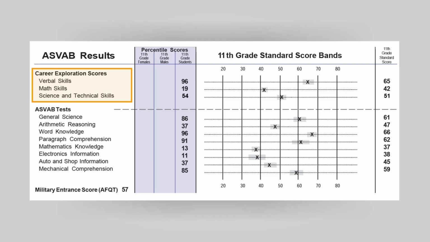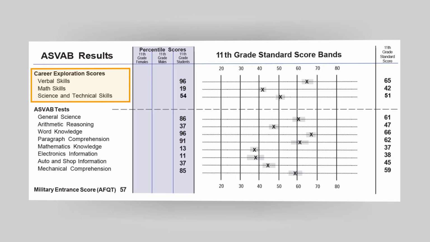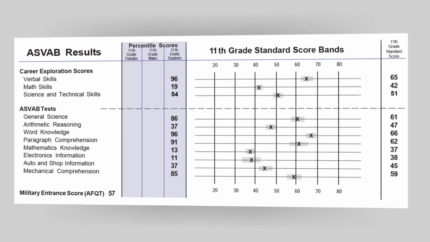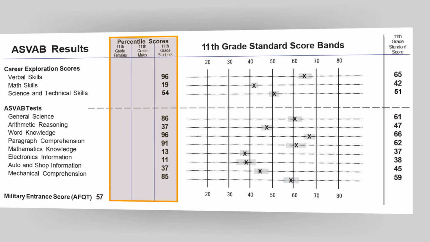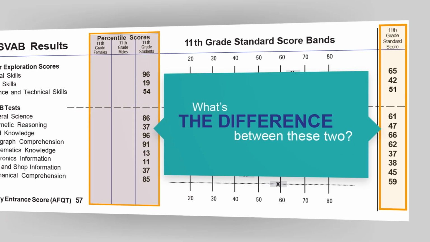Career Exploration Scores give you an estimate of your verbal, math, and science and technical skills as compared to other students in the same grade. You'll use these scores to explore careers using the OccuFind. Your test scores are displayed as percentile scores and standard scores. You're probably wondering, what's the difference between these two?